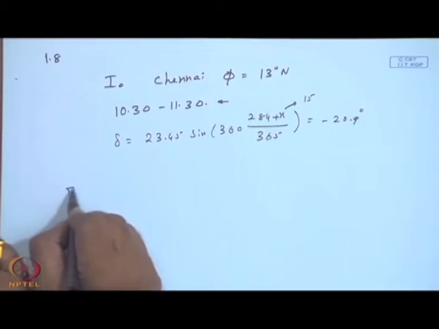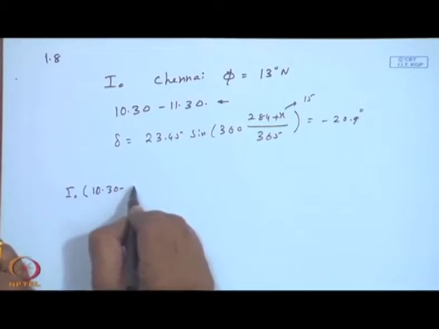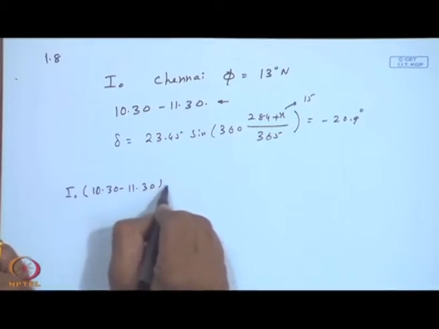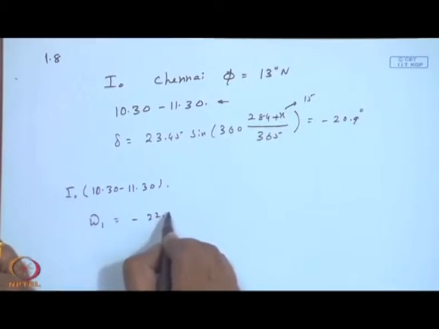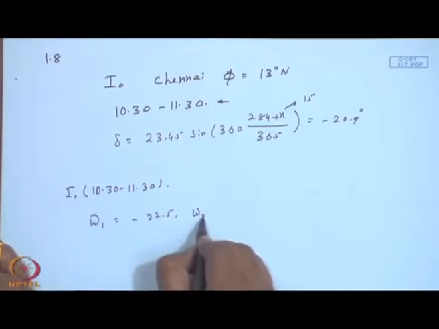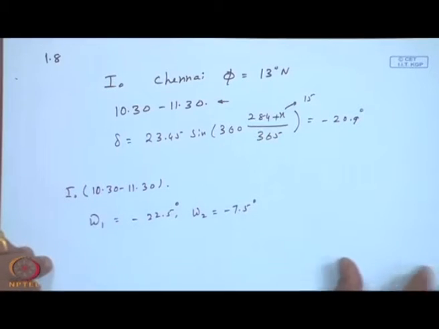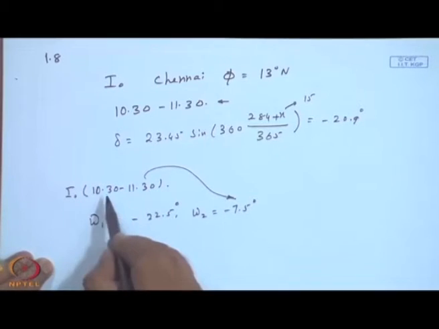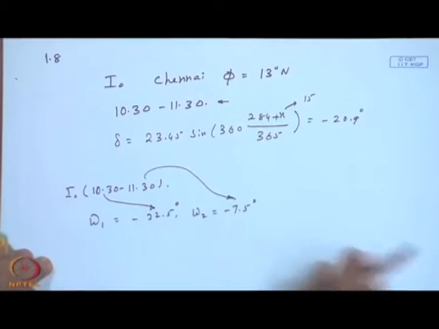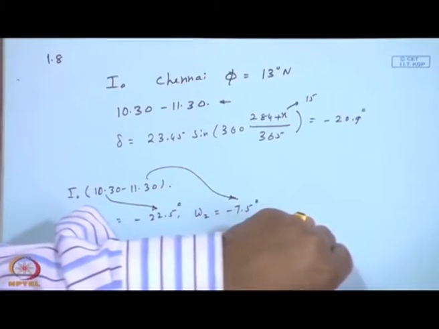So, I0 for 10:30 to 11:30, my omega 1 will be minus 22.5 and omega 2 will be minus 7.5 degrees, right. 11:30 corresponds to minus 7.5, half an hour before the solar noon. This is 1.5 hours before the solar noon. So, it will be minus 22.5 and minus 7.5 as per our convention.